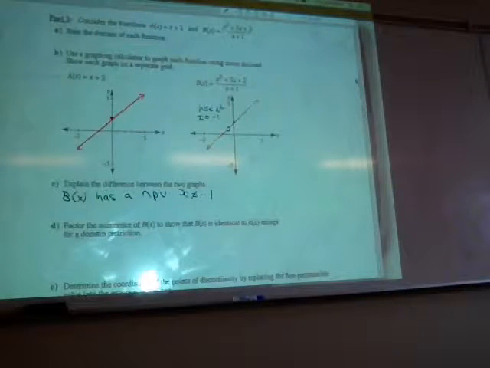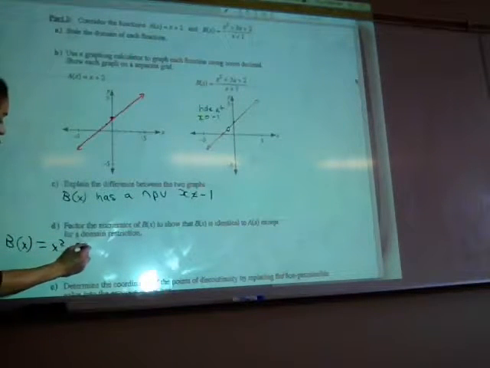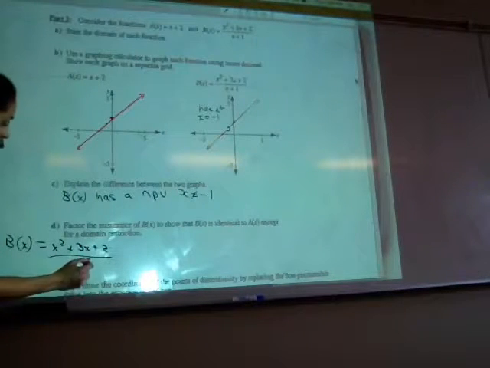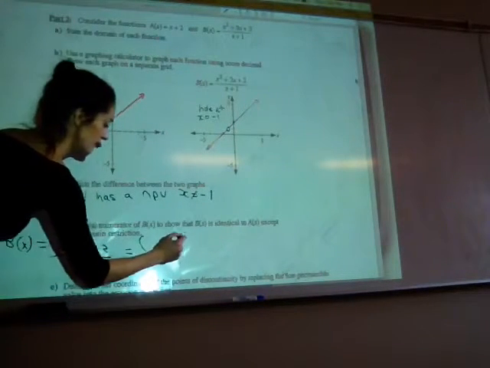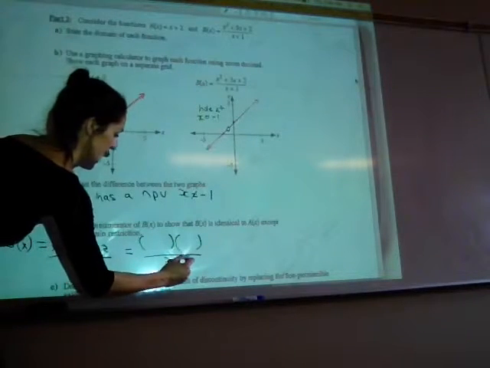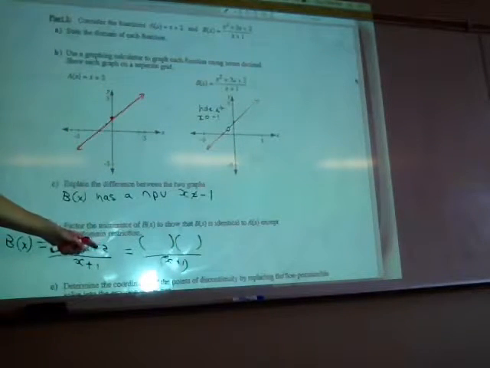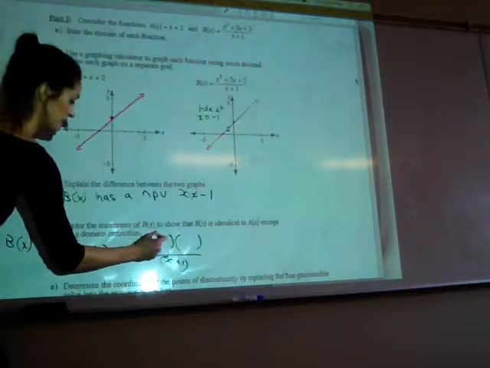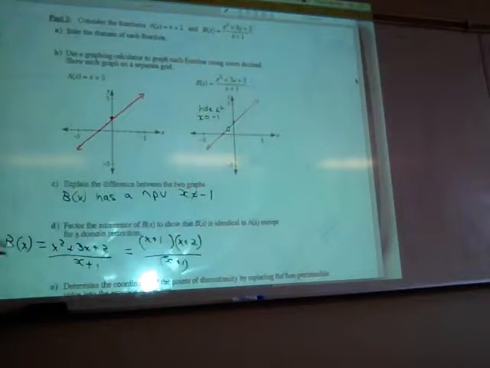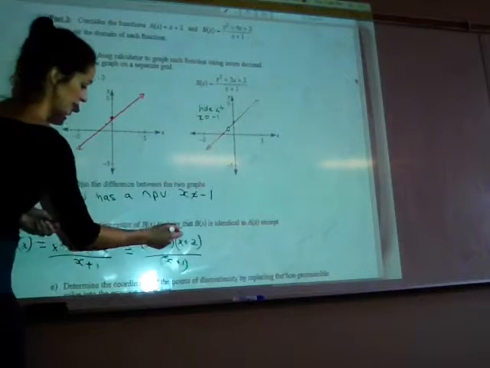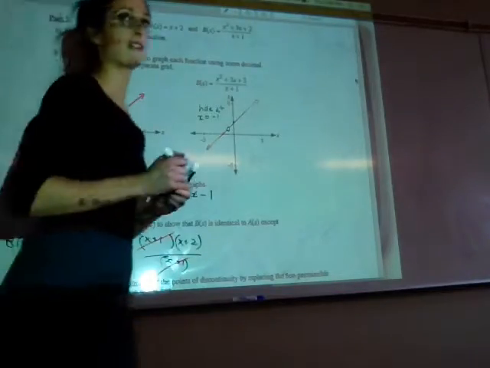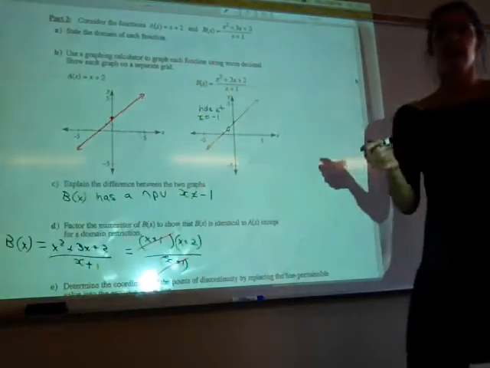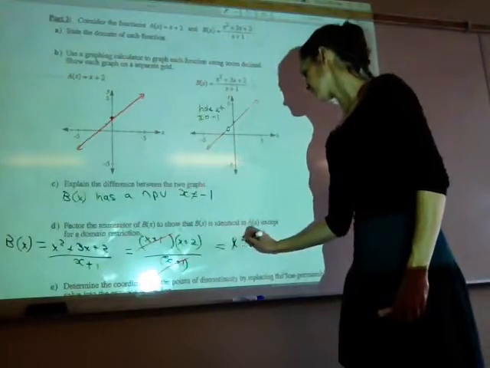So part D, they're telling us to factor b of x. So if we do that, let's see what happens when we simplify it. x squared plus 3x plus 2 over x plus 1 will equal 2 factors divided by x plus 1. So we need two numbers that multiply to 2 and add to 3, so we get x plus 1 times x plus 2. And now we're seeing that these two factors can cancel out. And what are we left with? The same graph as A, x plus 2.